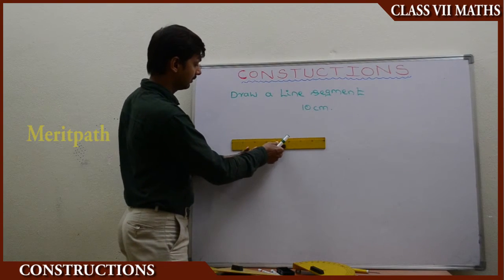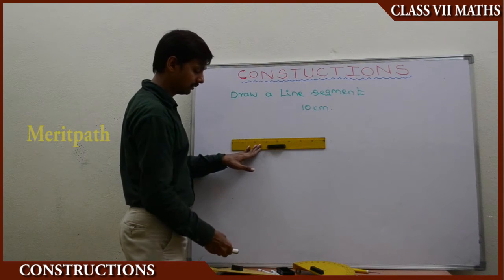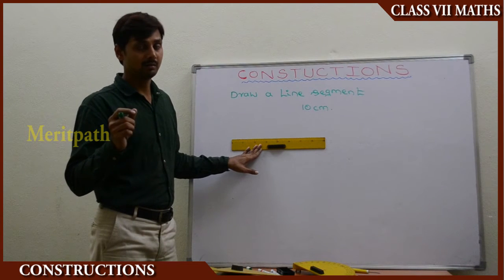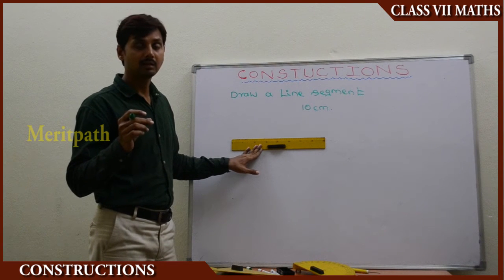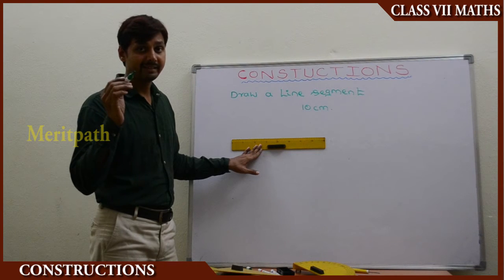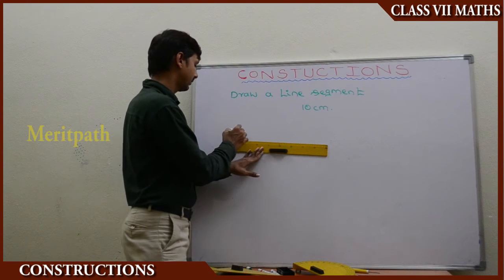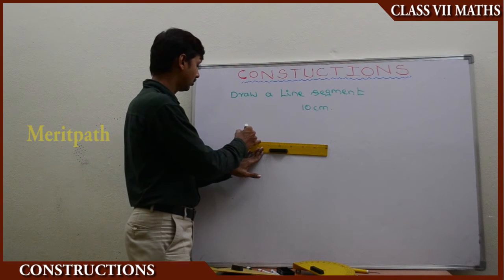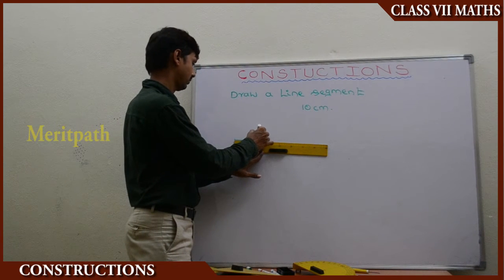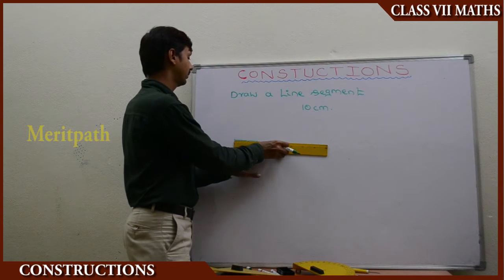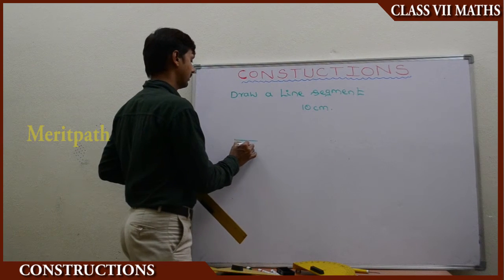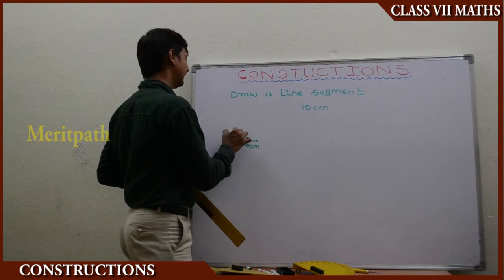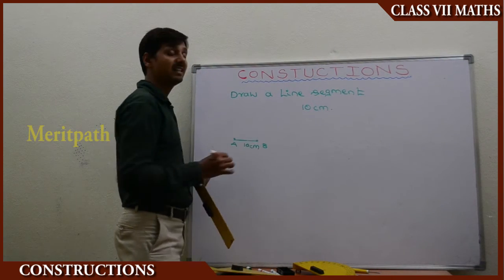We'll take a scale and just place it on the board or paper. To draw on the paper, we use a scale, put it on the paper, take a pencil, and starting from the dot at 0, we draw till 10. So this is 10 centimeters, 0 to 10. Name this line segment as AB. A and B is 10 centimeters.